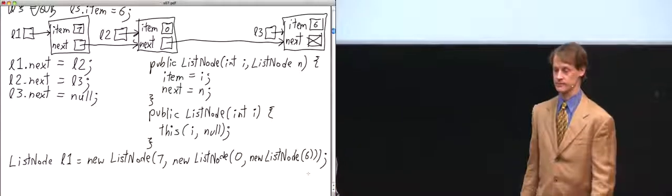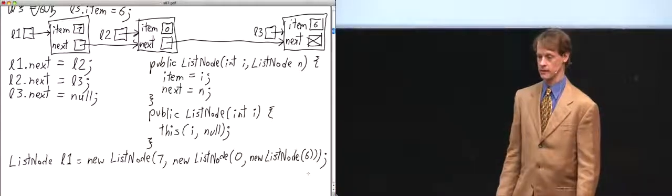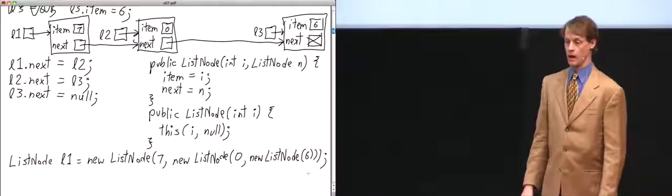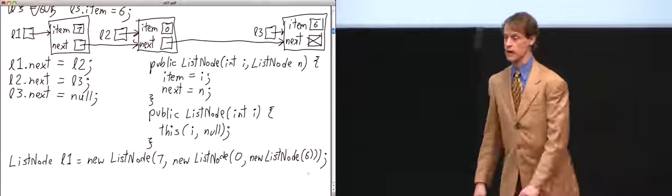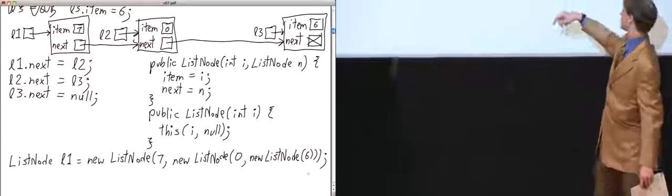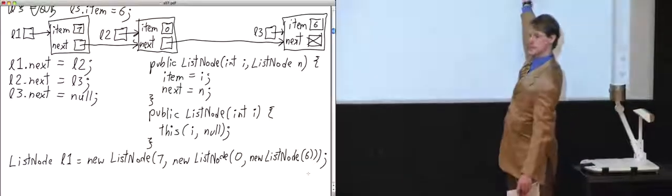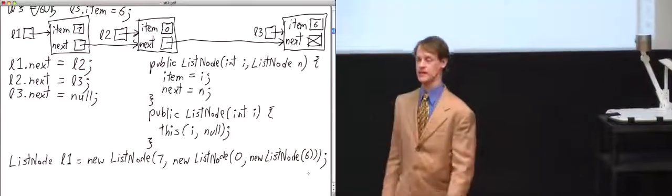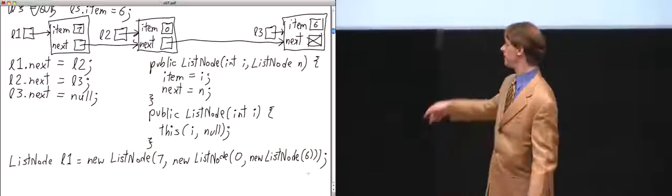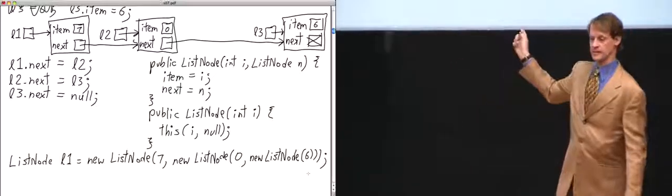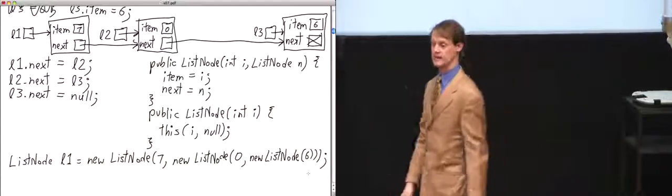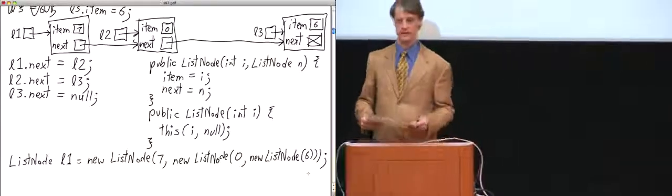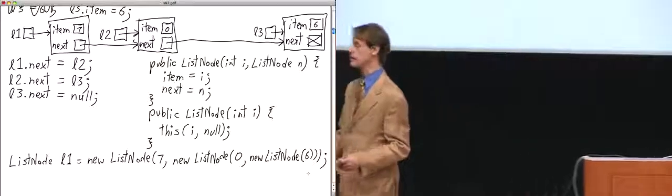Yes? Why do we need a separate constructor for the last element? I mean, why can't we just pass null to the first two? You could just pass null to the first constructor instead of using the second constructor. Sure. So then this would say 6 comma null. But I just wanted to make things as short as possible because I'm lazy. So I write these constructors once, and then I can make lists like this. If I'm making like a million lists, then I do a lot less typing. Other questions?